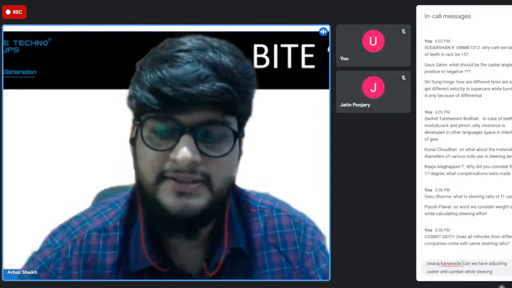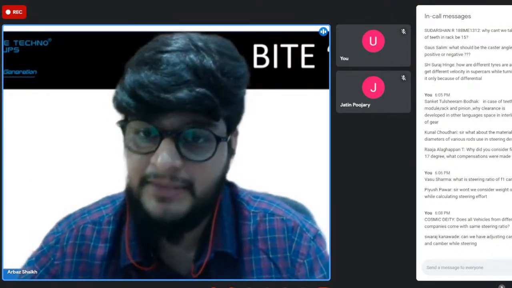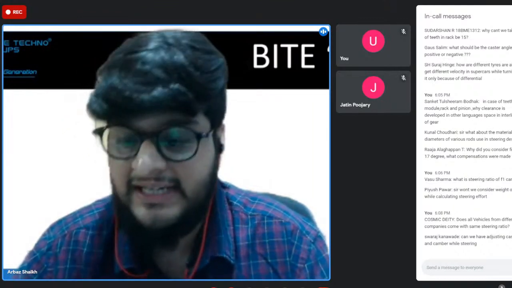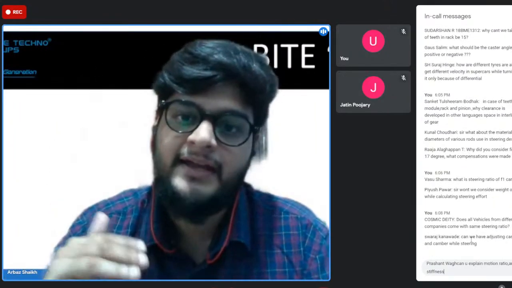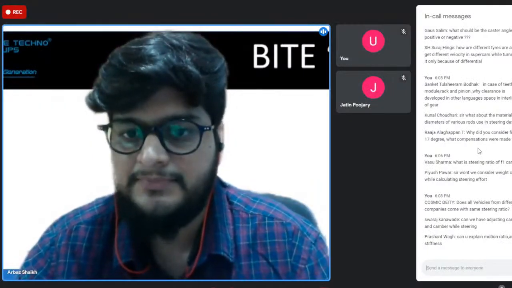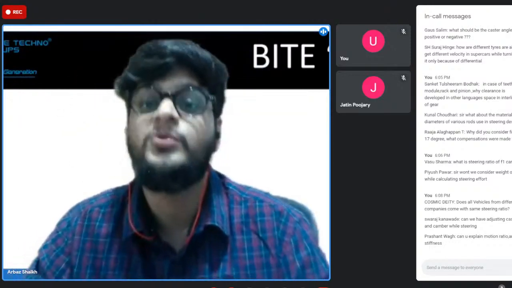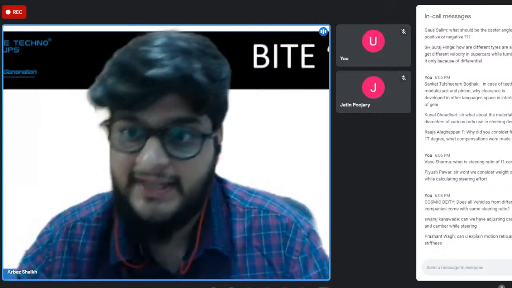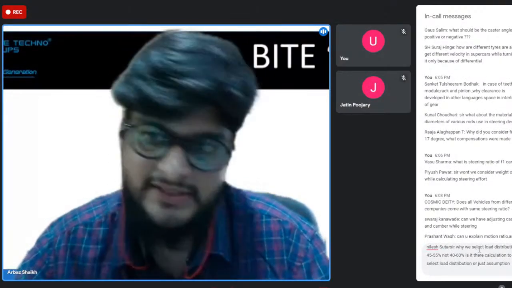Okay, Raja is asking why we considered beta to be 17 degrees, and what this compensation was made for. Correct, so beta was 17 degrees. When I calculated beta, it was slightly above 17 degrees, and I rounded it down to 17 degrees. With that, my Ackerman percentage went slightly above 100, and I can be assured that even if there's some mistake in further calculation and it goes into understeer, I have some room to play, because initially I have kept it oversteer. I like to keep my vehicle at oversteer in the initial stages at least. That's why I selected 17 degrees.